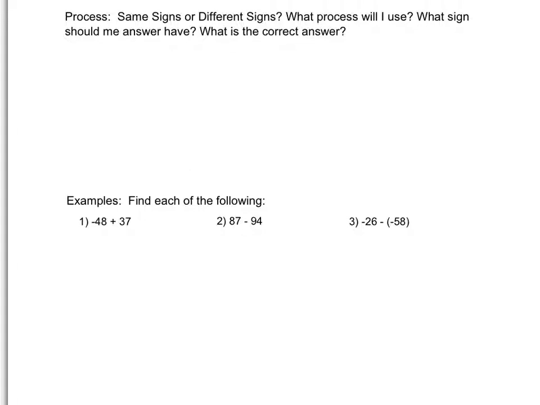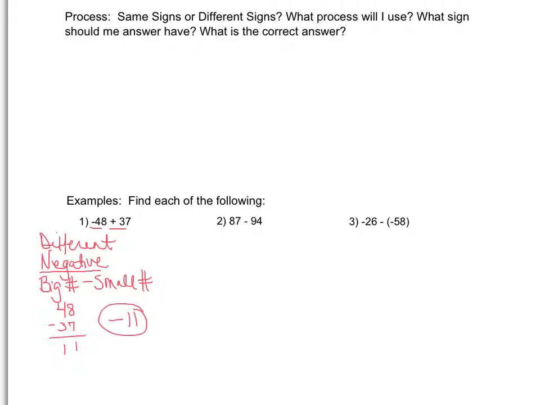On the first one, first thing I'm going to ask myself is, are the signs the same or different? Well, I have a negative 48 and a positive 37, so my signs are different. Because my bigger number is negative, I know my answer is going to be negative. Because my signs are different, I know I'm going to do big number minus small number. So the bigger number between 48, because I'm ignoring that negative, between 48 and 37 is 48. So 48 subtract 37 gives me 11. So for my final answer, because I already noted that it should be negative, I get negative 11.